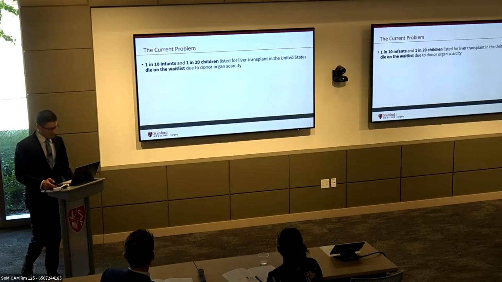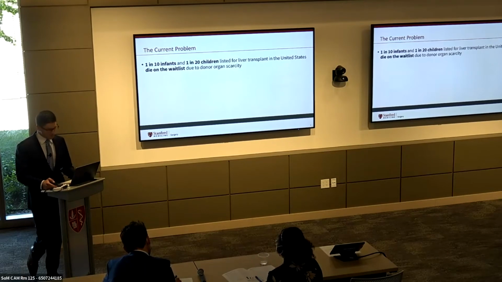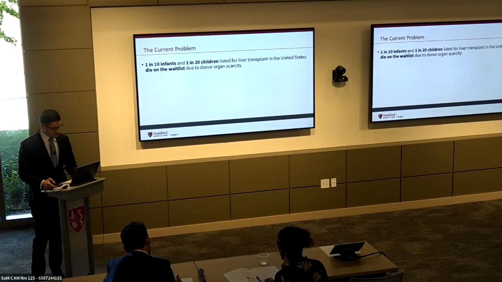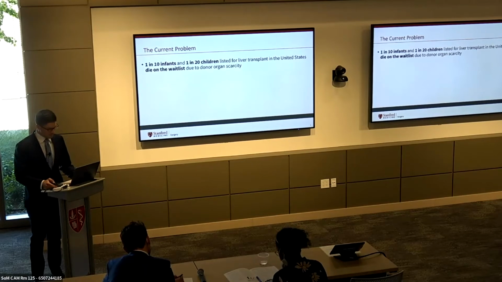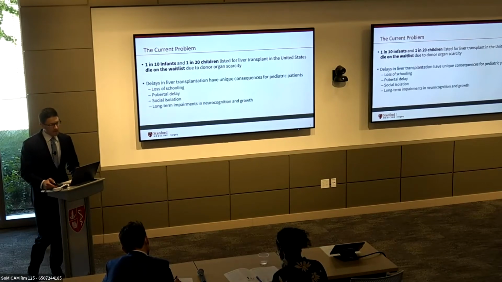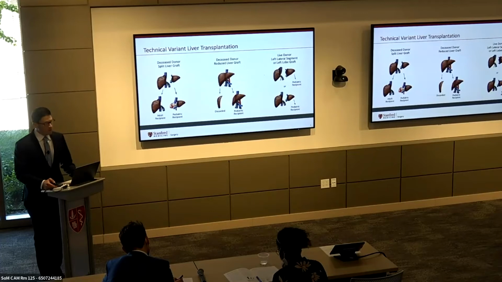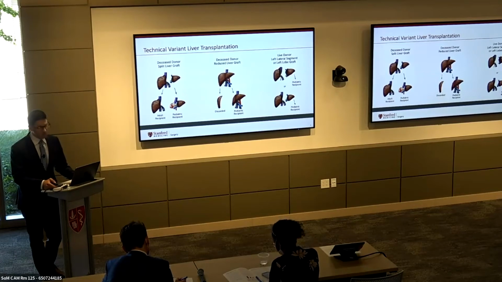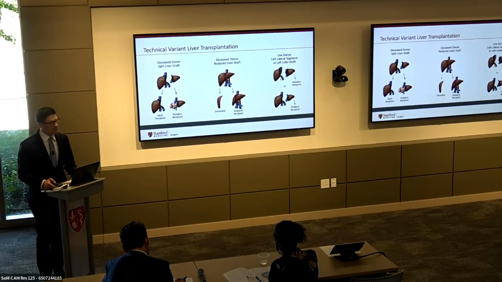Despite efforts to improve pediatric priority in liver organ allocation, pediatric liver transplant candidates remain disadvantaged because of a lack of size-matched donors. Each year in the United States, 1 in 10 infants and 1 in 20 children still die on the wait list. Additionally, delays in liver transplantation have unique consequences for waitlisted pediatric patients. Technical variant liver transplantation, a term used to encompass surgical techniques that utilize deceased donor split liver grafts, deceased donor reduced sized grafts, and live donor grafts, has been proposed as one strategy to address the organ shortage by giving transplant opportunities to more patients in a timely manner.